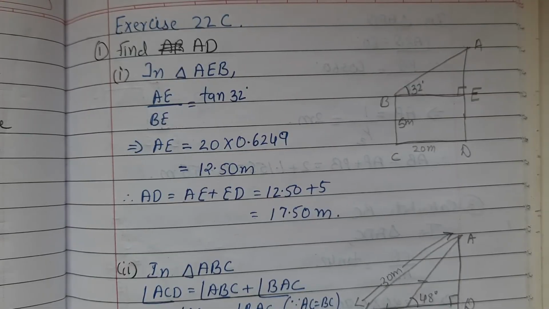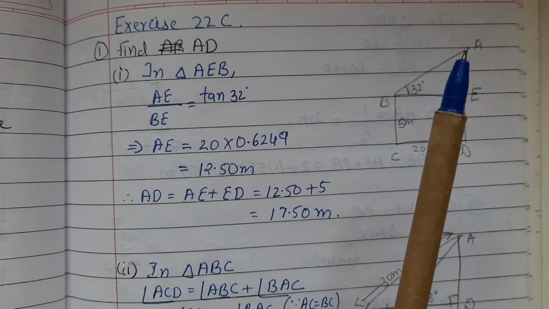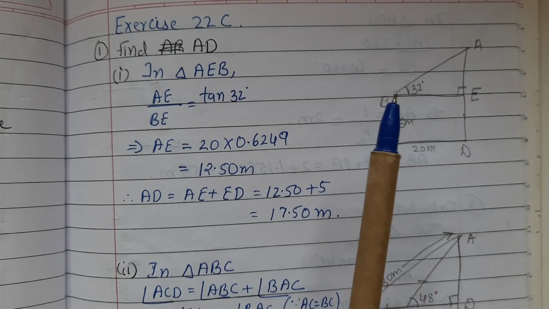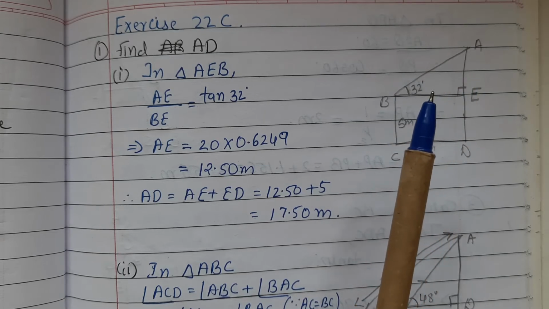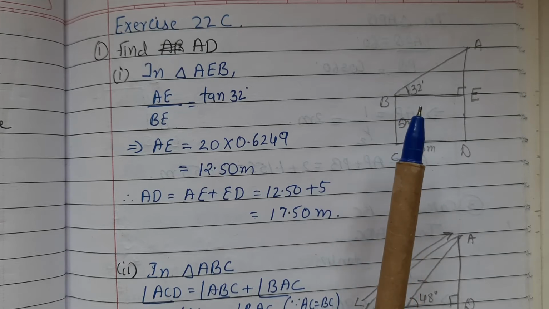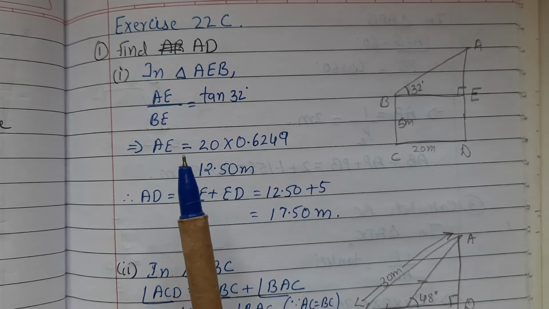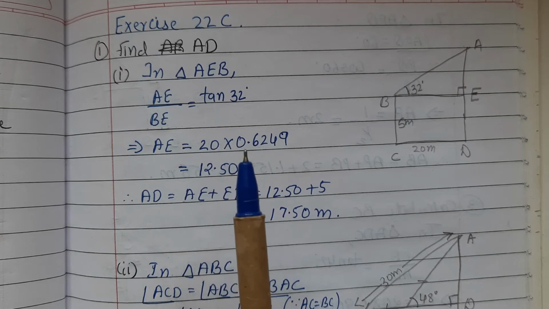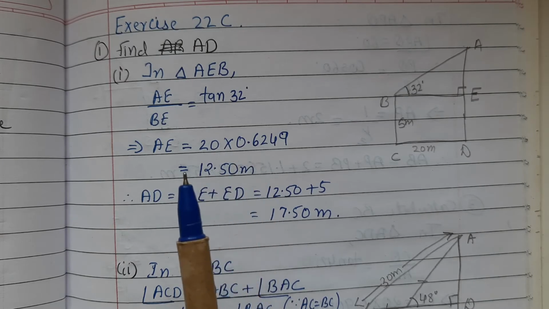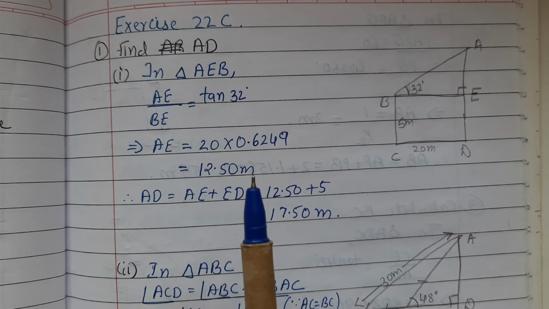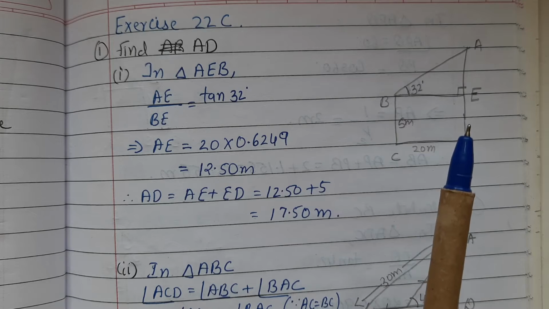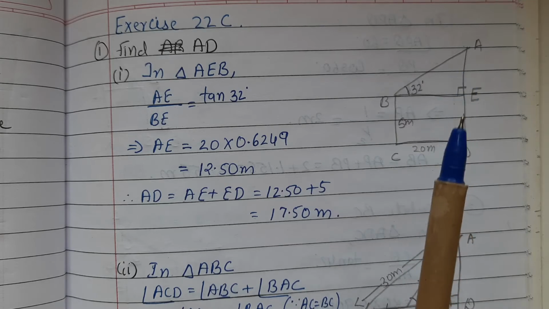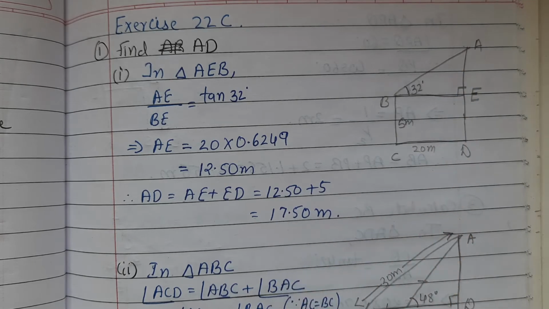Exercise 22C, sum number 1. Find AD, first part. In this figure, in triangle AEB, tan 32 is AE upon BE. BE is equal to CD, which is equal to 20 meters. Therefore, AE equal to 20 into tan 32, which is 0.6249, equal to 12.50 meters. Therefore, AD is equal to AE plus ED, 12.5 plus 5 equal to 17.5 meters.